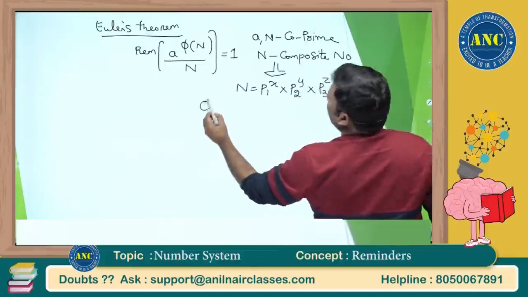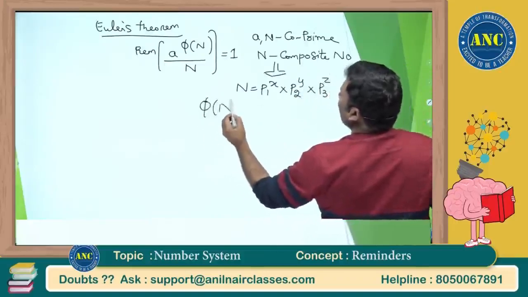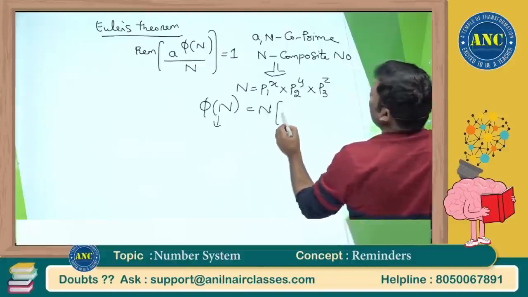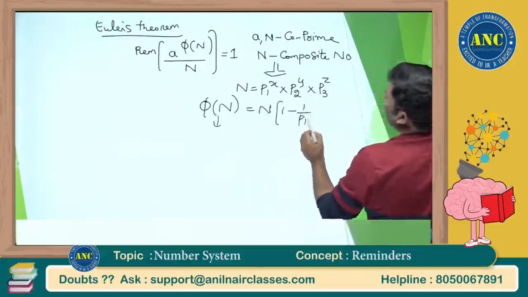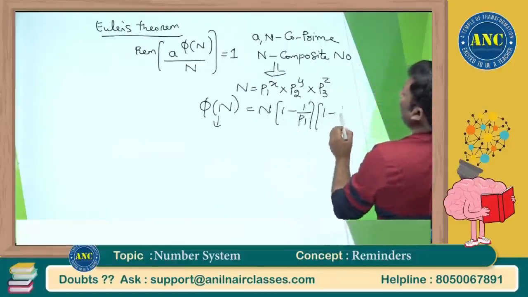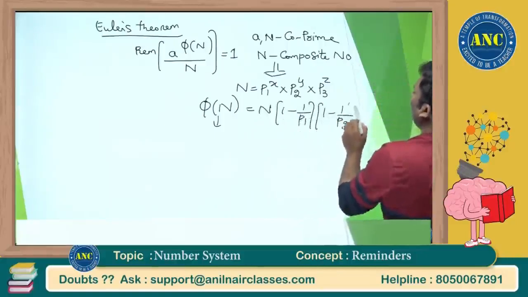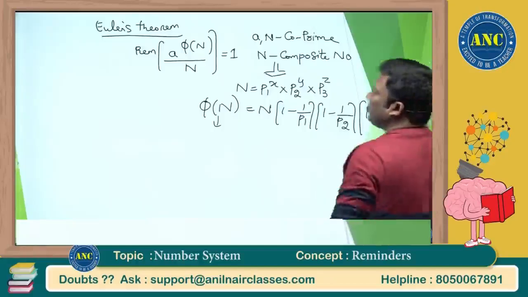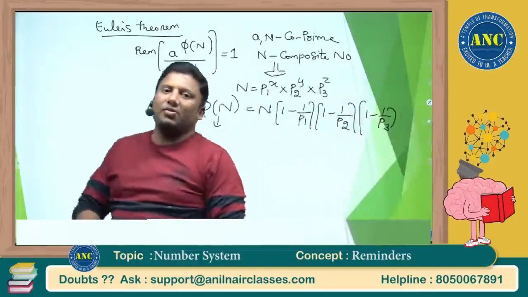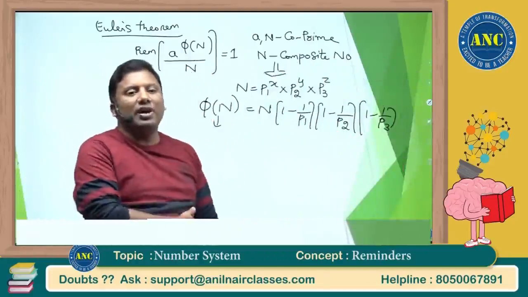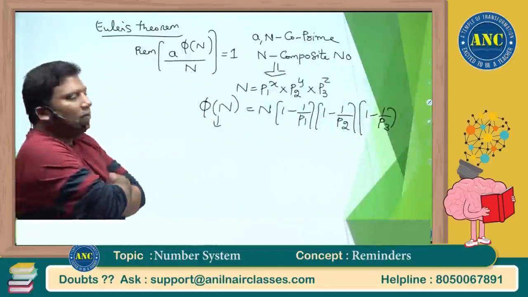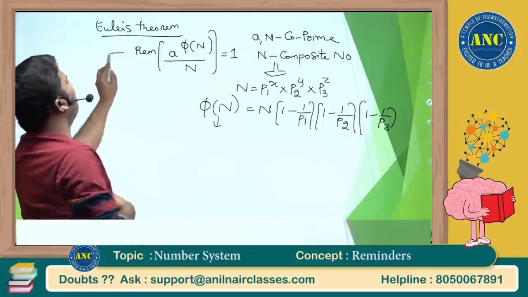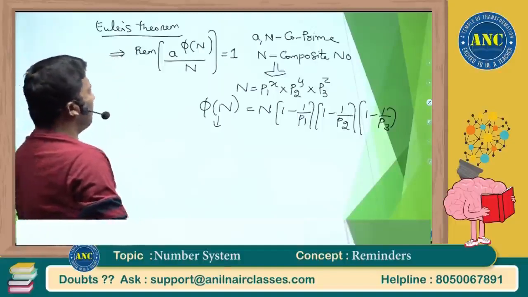So what do you mean by the quotient of n? The quotient of n is nothing but n into 1 minus 1 by P1, 1 minus 1 by P2, 1 minus 1 by P3. We have seen this case yesterday, and we have done a lot of problems where the denominator is a composite number.